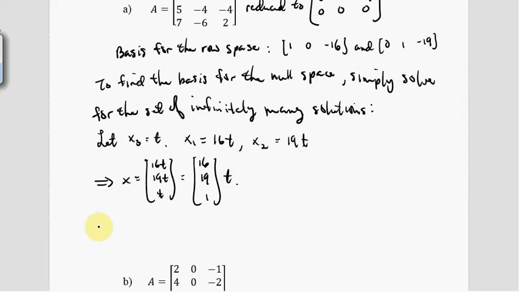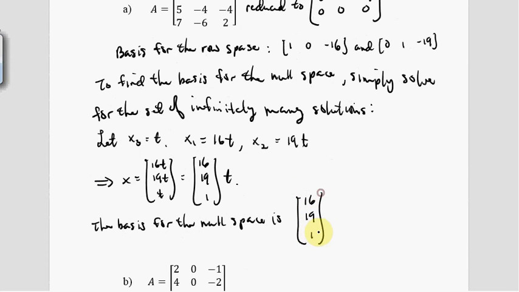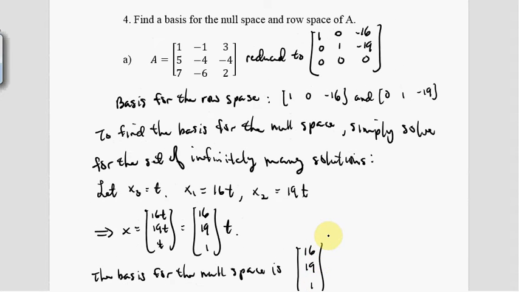So here, the basis for the null space is this vector 16, 19, and 1. Now I'm going to show you something.